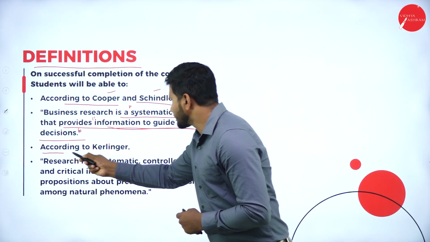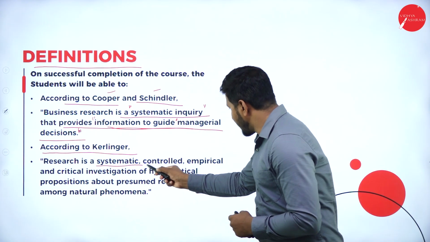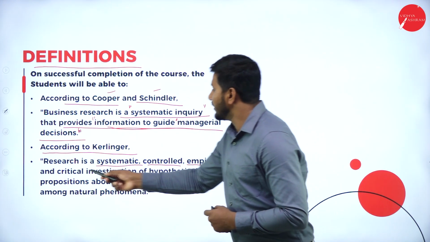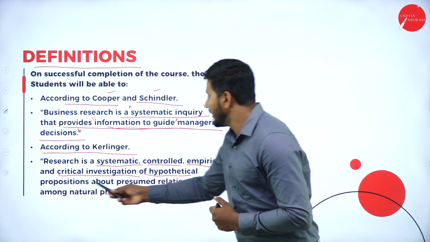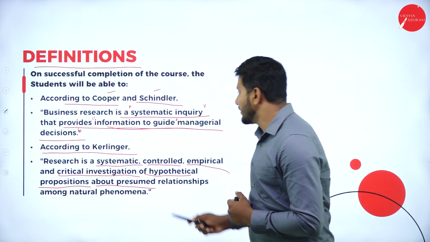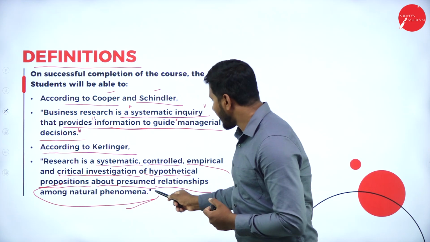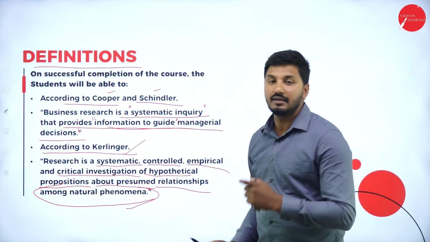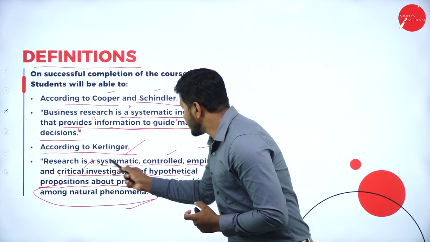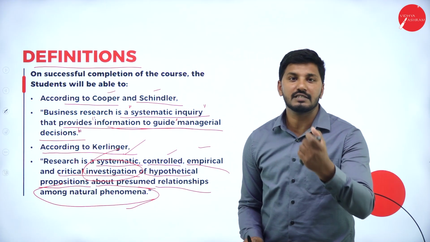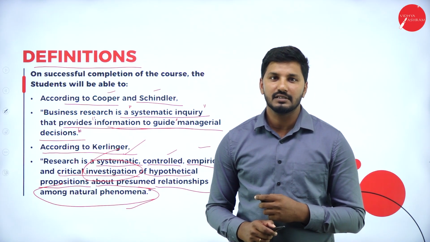Then, moving on, according to Kerlinger, it is a systematic, controlled, empirical and critical investigation of hypothetical propositions about presumed relations among natural phenomena. Similarly, it is purely based on systematic, controlled, empirical and critical investigation. Through this, we will be investigating the data. So that will be considered business research.